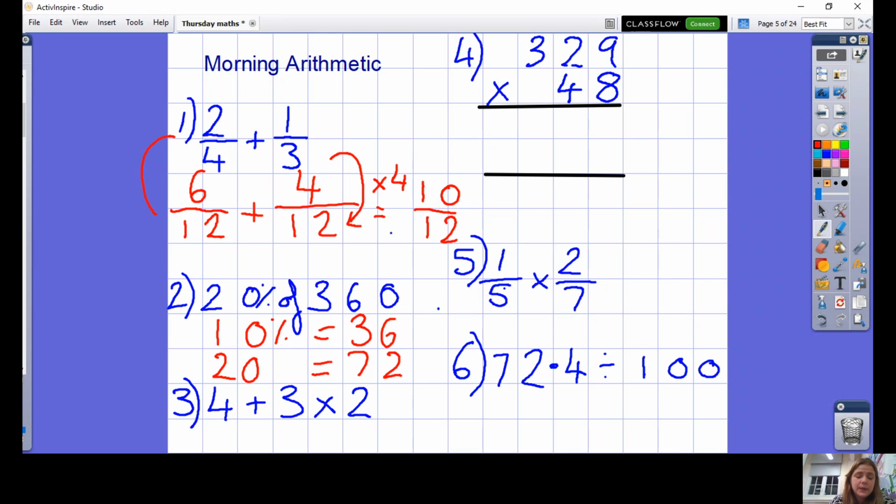The next question was a BIDMAS question, so you should have written out BIDMAS. Then you should have spotted that you needed to start with multiplication. 3 times 2 is 6. Then you're left with 4 add 6, which we know is equal to 10.